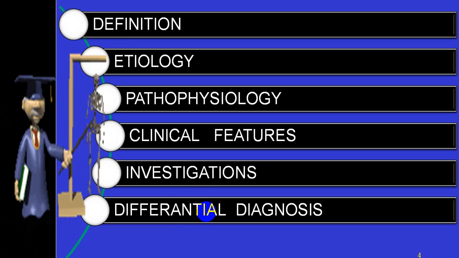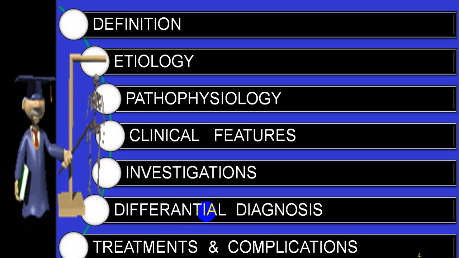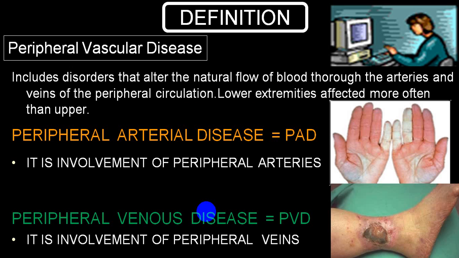We'll be discussing under the common headings: definition, etiology, pathophysiology, clinical features, investigations, differential diagnosis, and treatment. When you use a broad term like peripheral vascular disease, it includes disorders that alter the natural flow of blood through the arteries and veins of peripheral circulation. Lower extremity is more involved as compared to upper extremity, but you can get involvement of the upper extremities also.